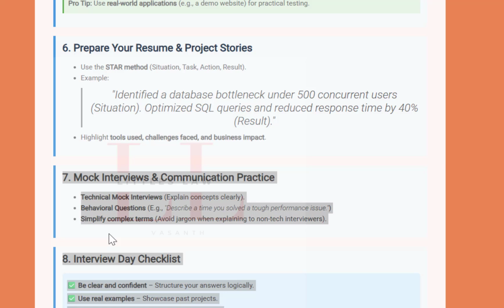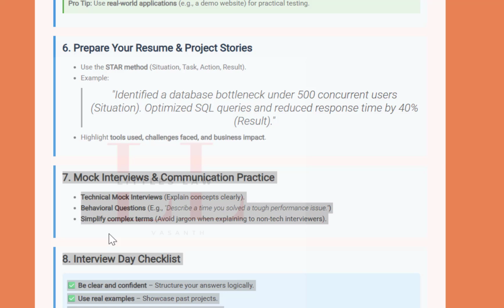So the first thing is technical mock interviews. So explain concepts with clarity. So when I say explain concepts, you have to practice breaking down the performance testing topics such as bottleneck identification or like scripting the parameterization. So use a structure like defining, describing an example and tying it back to impact.